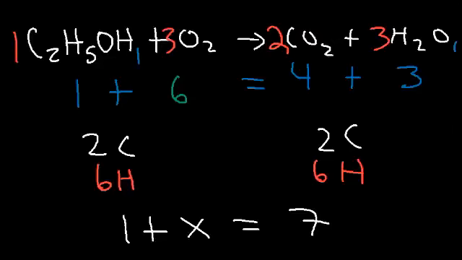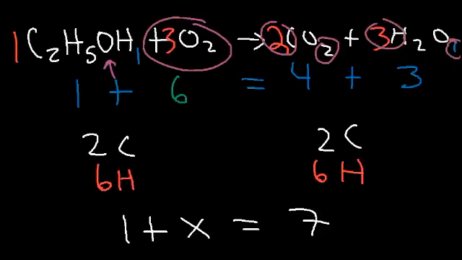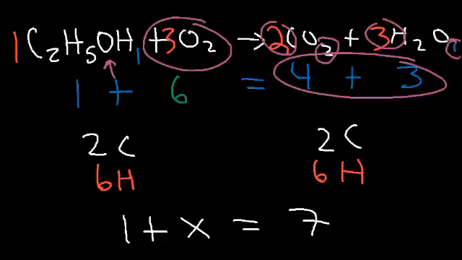We have 2 carbon atoms on both sides, 6 hydrogen atoms, and a total of 7 oxygen atoms. 3 times 2 is 6, plus 1, that gives us 7. 2 and 2 is 4, 3 and 1 is 3, 4 and 3 is 7. So everything is equal, and the reaction is now balanced.